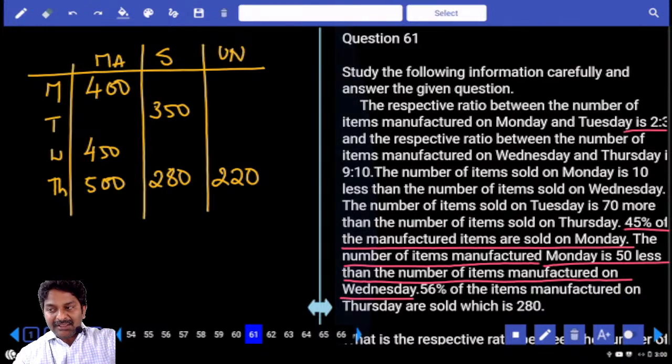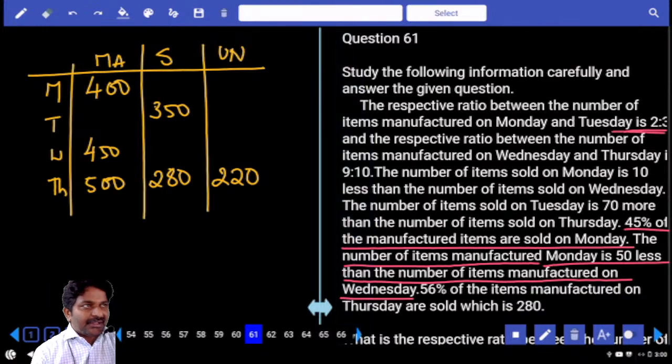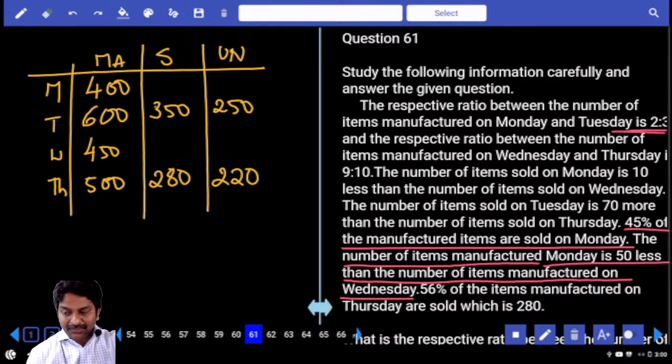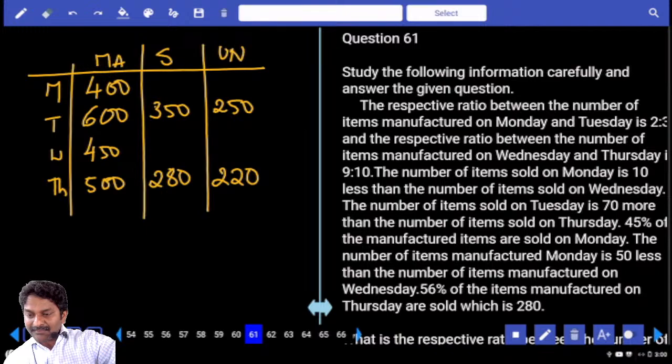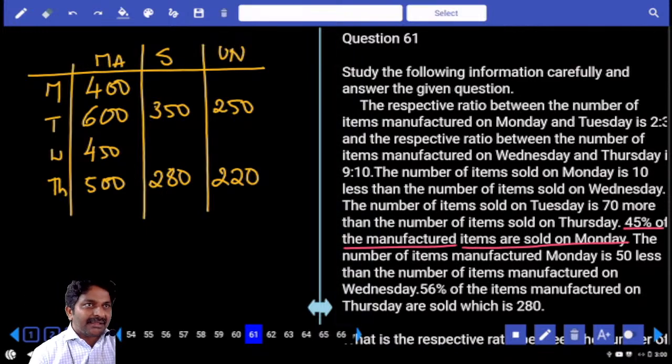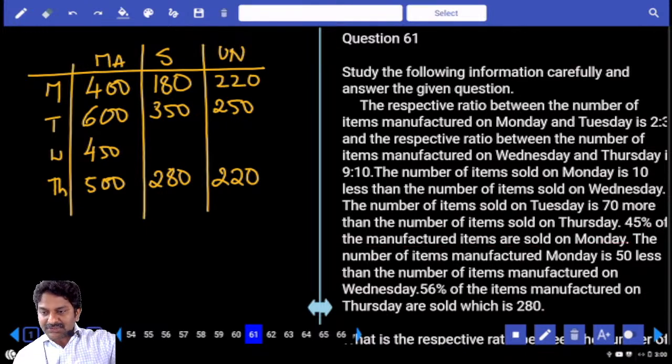Monday, Tuesday manufactured ratio 2:3. 2 parts is 400, 3 parts 600. Unsold items on Tuesday, 250. Now just before that they said 45% of the items manufactured are sold on Monday. 45% of this number. 45 4 times only, which is 180. Then unsold are 220. Next.